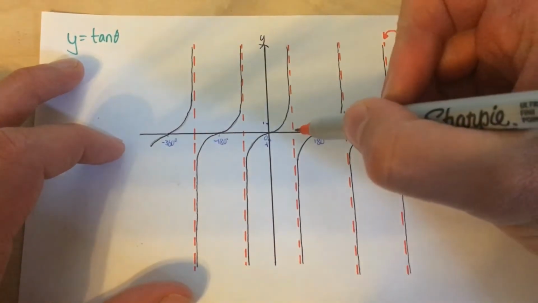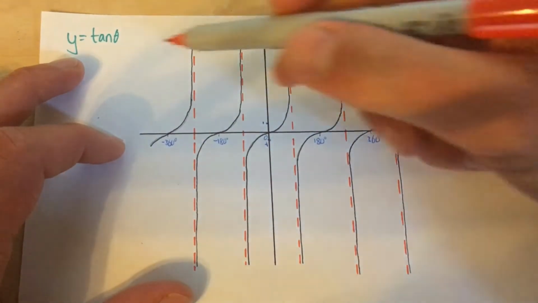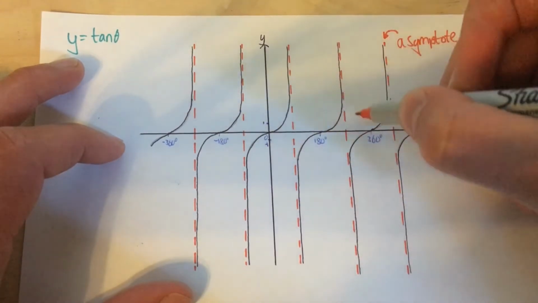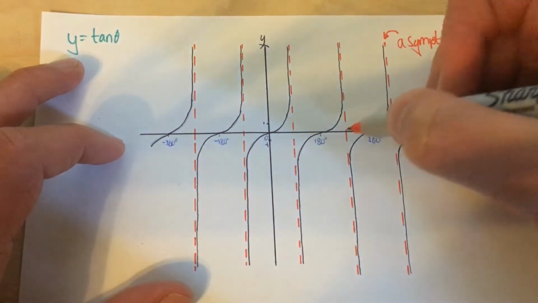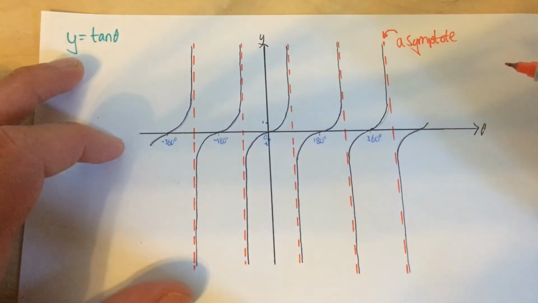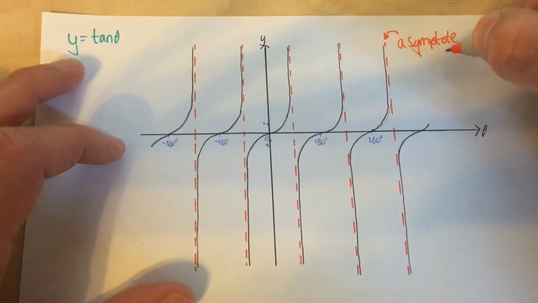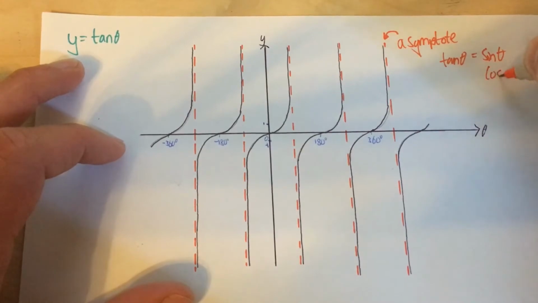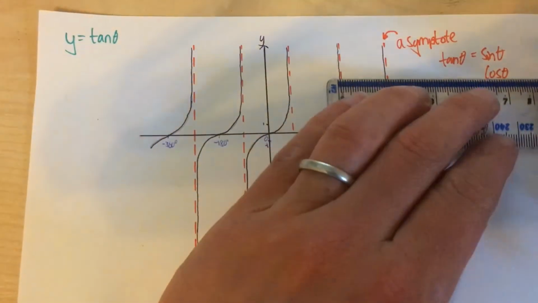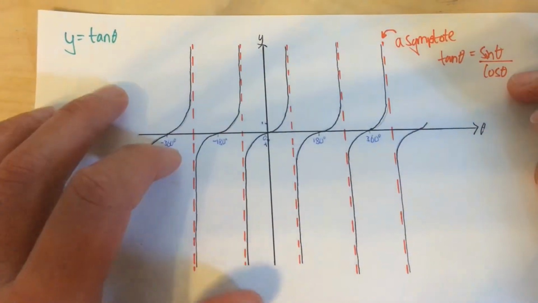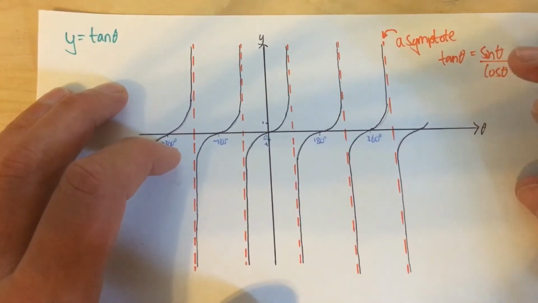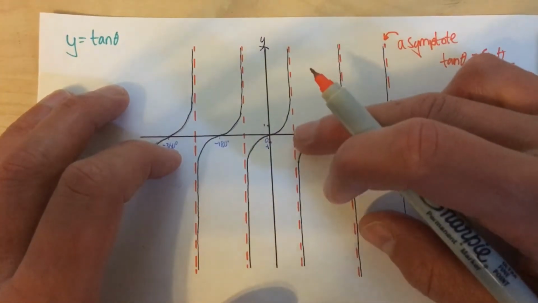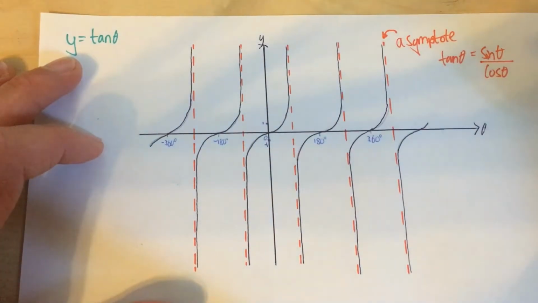You see, the graph at each of these points is undefined. So tan theta is undefined when theta equals 90, and then again at 270, and again at each of these points. Why is that? Well, tan theta equals sine theta over cos theta. So at any point when cos theta equals 0, tan theta is undefined because you cannot divide by 0. For example, cos of 90 is 0. So that's why it's undefined here at 90 degrees.